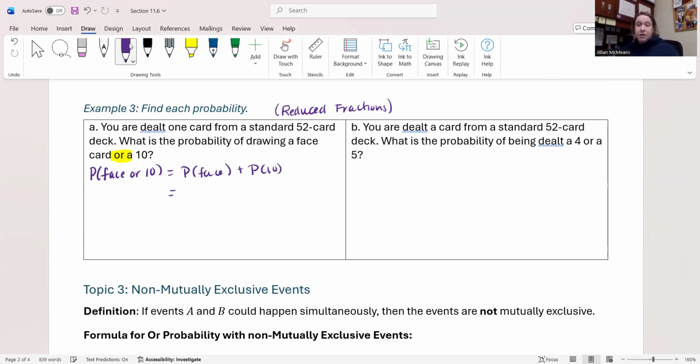Well, when we're dealing with a standard 52 card deck, the sample space is 52 cards. So we're going to get two fractions, both with a 52 as the denominator. For the face cards, remember, in a deck of cards, there's one face card that represents one face card for each month of the year. So there's 12 face cards, 3 for each suit. Okay. And then for the 10s, there are 4 10s in a deck. So there's a 10 of hearts, a 10 of diamonds, a 10 of spades, and a 10 of clubs.